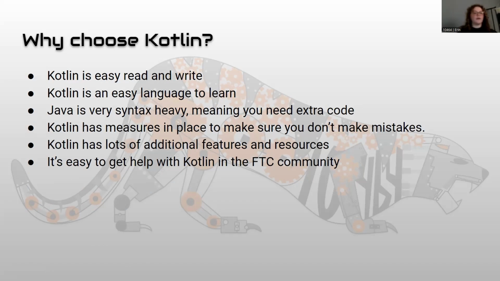Kotlin also has lots of measures in place to make sure you don't make mistakes. So things like inferred types for type-related errors and null safety for null pointer exceptions. Kotlin also has lots of additional resources like the documentation and tutorials on their official site. It's also easy to get help with Kotlin in the FTC community. Many people can give you help with Kotlin related problems on the FTC Discord server.